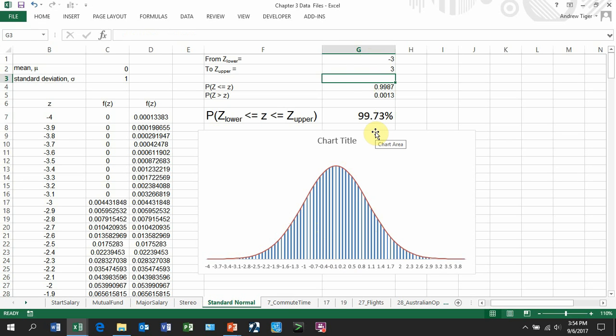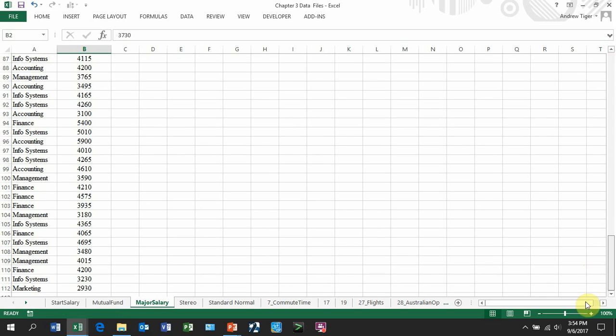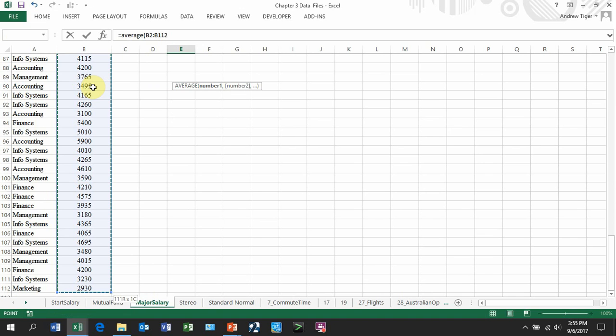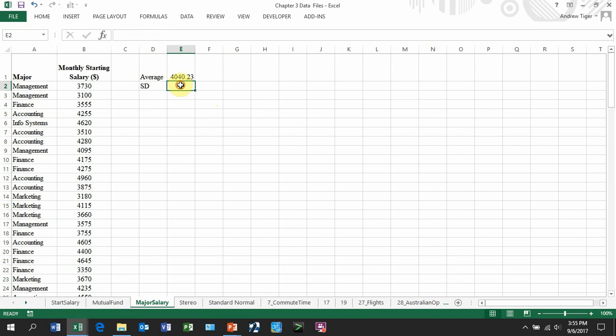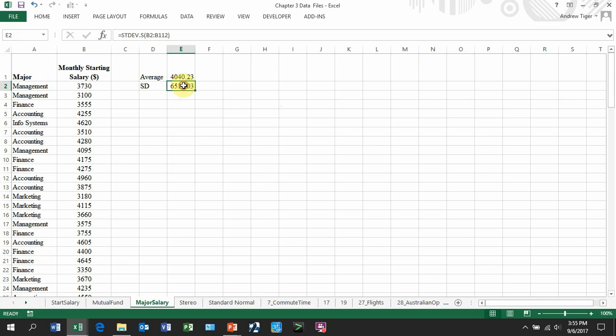So how can we use this? How do we generate these z-scores for a data set? Well, I'm going to go to this major salary. These are monthly starting salaries, and I don't really know what that underlying data looks like, but I'm going to convert these to z-scores. To do that, I've got to calculate the average and get the standard deviation. The average, we already know how to calculate. And for my standard deviation, I use the .s formula. So there's the average, there's the standard deviation.